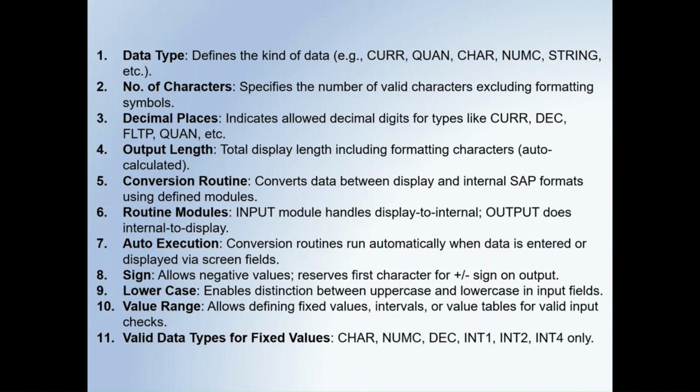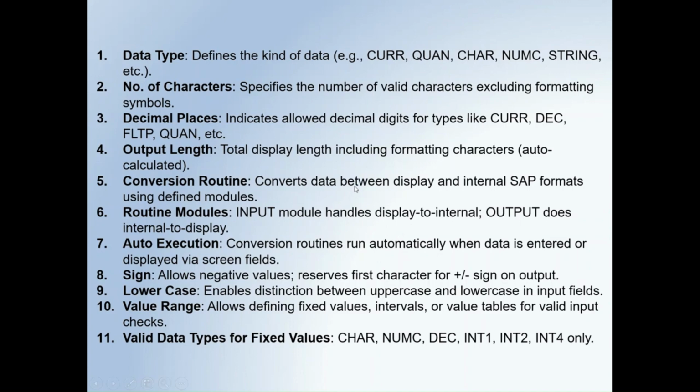Another important thing is value range. You can restrict input values using a fixed value, like a drop-down option. You can specify any intervals, you can specify a value table. So I'll show you how it is done. In a value range, there is a fixed value option. In fixed value, you can store IN for India, US for United States, UK for United Kingdom. Only values from this list will be accepted, and if you want to enter any other values apart from this, it will not capture them. I'll show you all these things in practical.